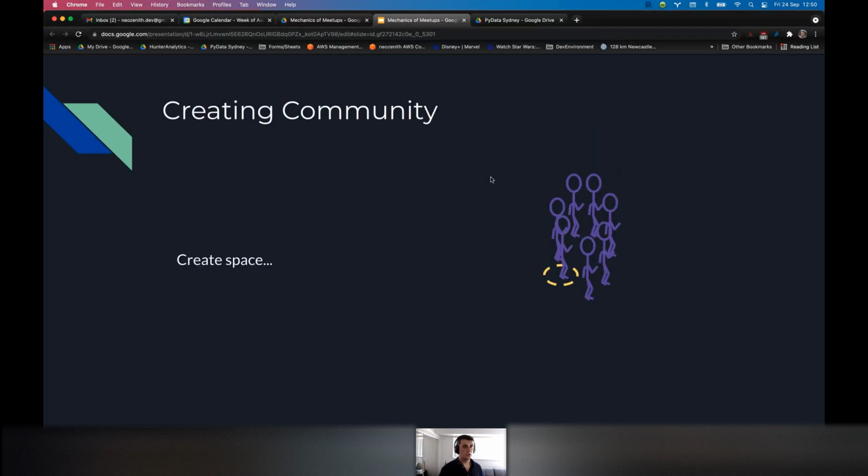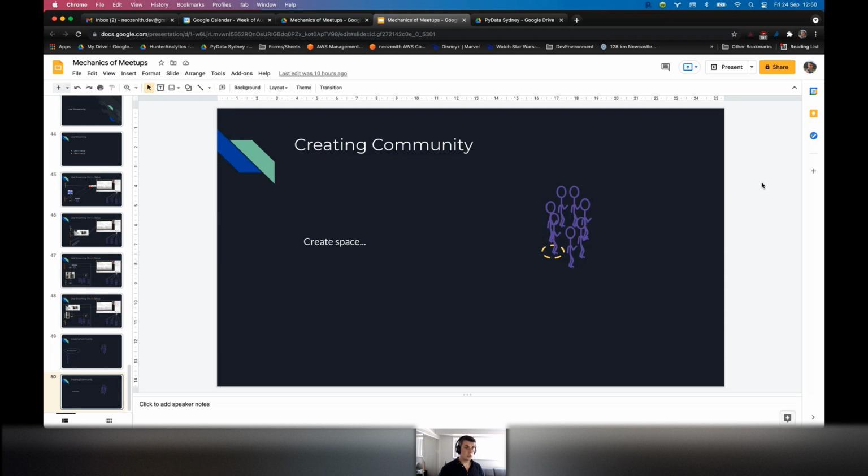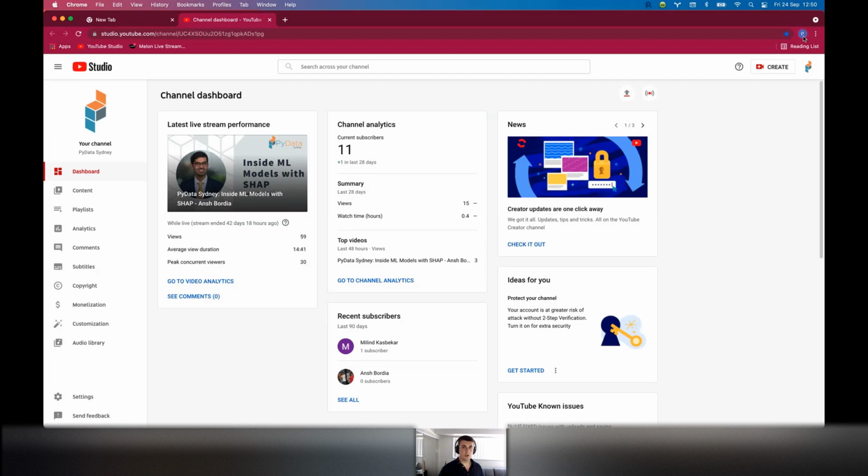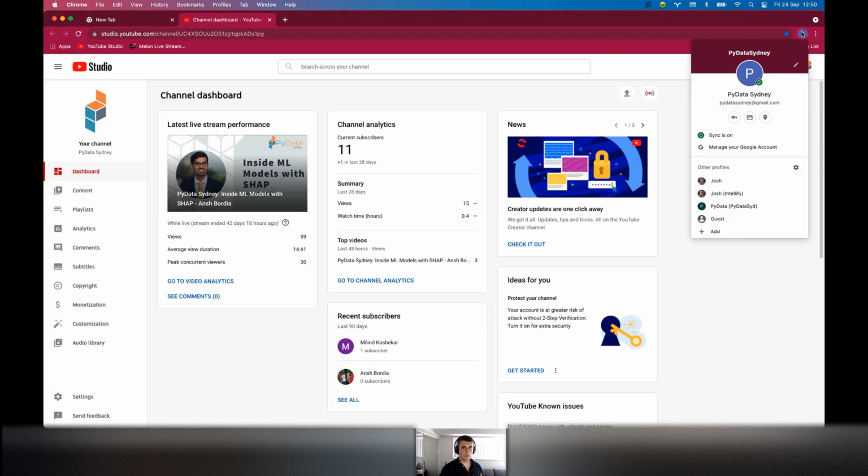So what I can show you. I use Chrome profiles. There's my personal profile, there's my Intellify profile, so all the bookmarks are different between the two. And then there's the PyData Sydney one, which is linked to the actual YouTube account. So I need to be very careful about what I do whilst I'm in this version.